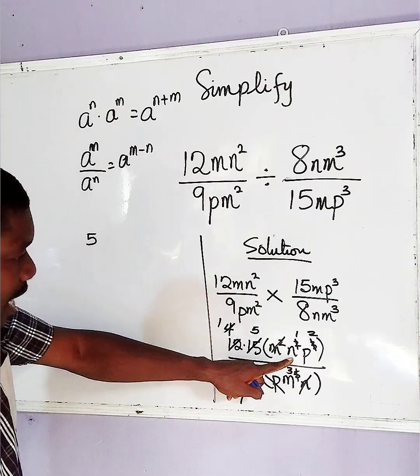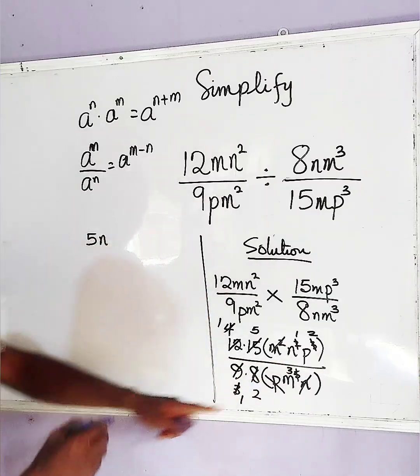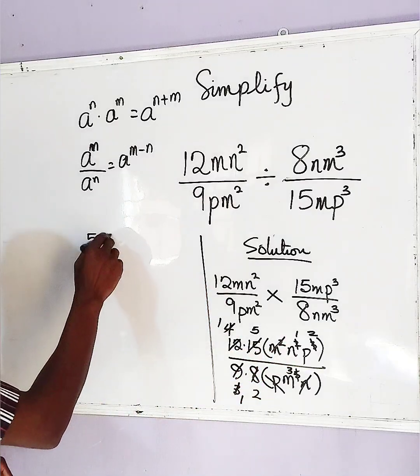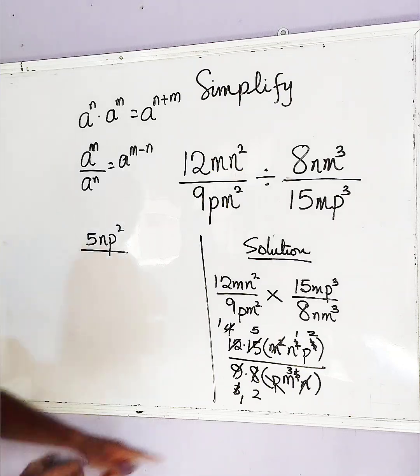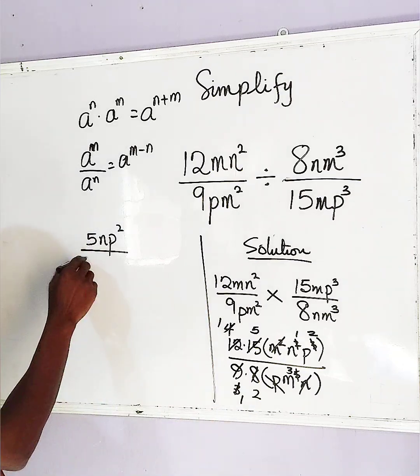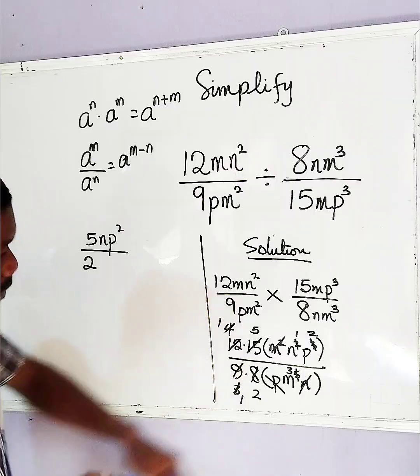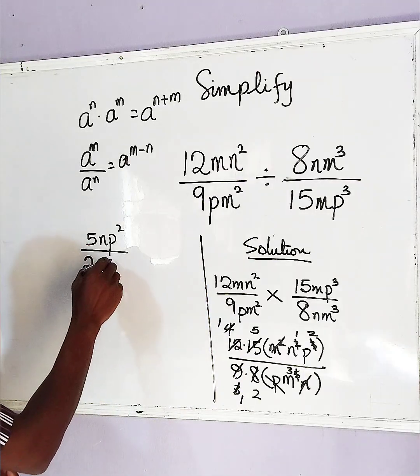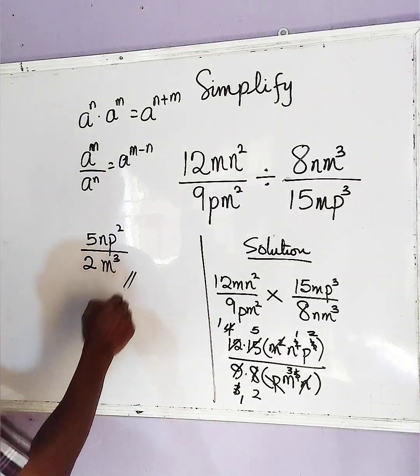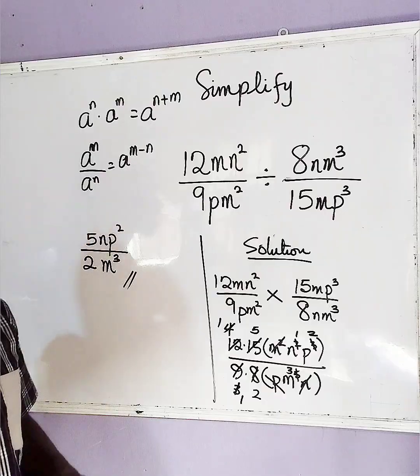Then here we are left with n, then p raised to 2, then all over, here we are left with 2, then m raised to 3. Okay, now this is the final answer.